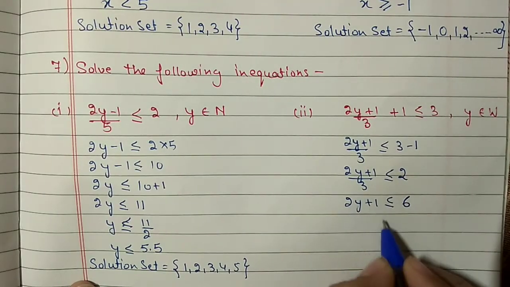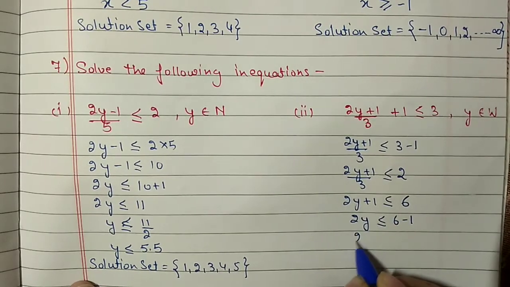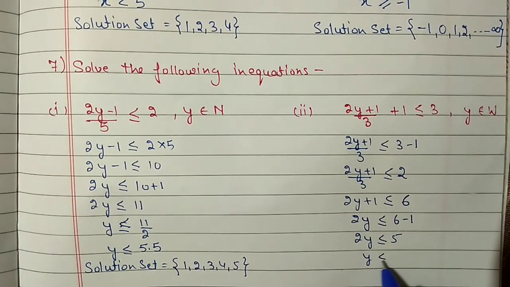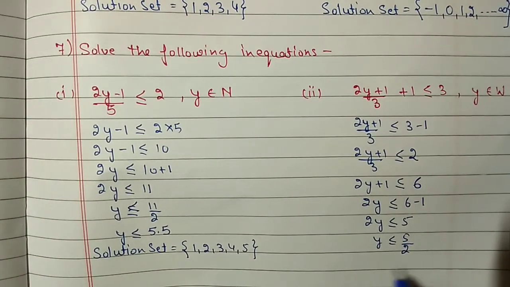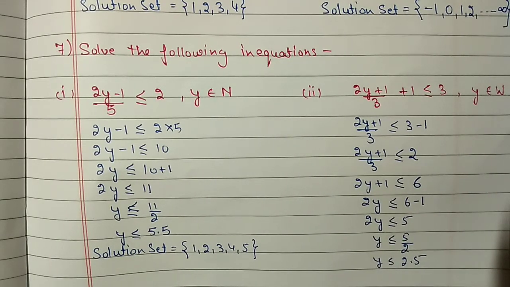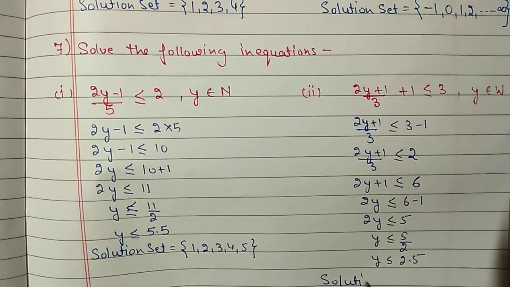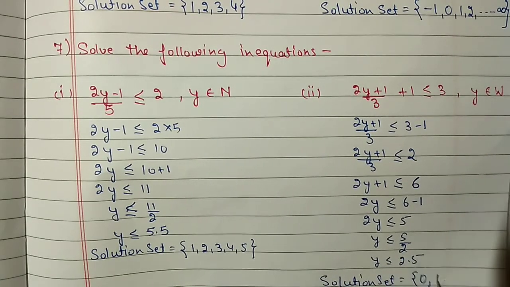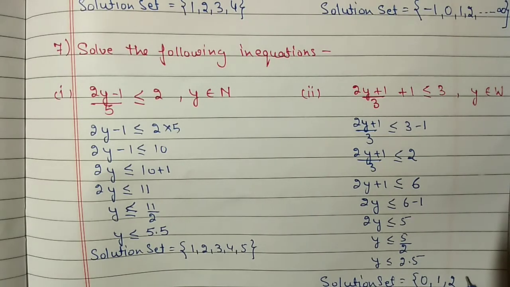Now this 1 also we can shift, it will become 2y ≤ 6 minus 1, 2y ≤ 5, or y ≤ 5/2. 5/2 means 2.5. So y ≤ 2.5. We have to take whole numbers which are less than 2.5. So whole numbers start from 0. We'll take 0, 1, 2, and 2.5 is a decimal number, so we will not take 2.5, we'll take till 2 only.